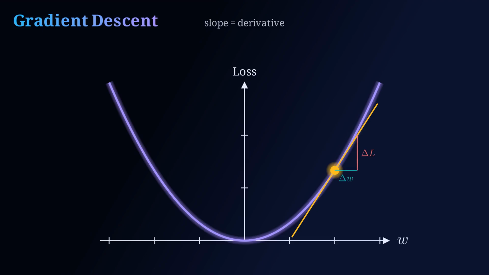Notice the sign of that slope. On the right arm of the valley, stepping to the right makes the loss go up, so the slope is positive. On the left arm, stepping right makes the loss go down, so the slope is negative. The sign of the slope always points uphill. This is the key insight. The slope points uphill toward more loss, but we want to go downhill toward less loss. So all we have to do is move in the opposite direction of the slope. Downhill is simply the negative of the gradient.